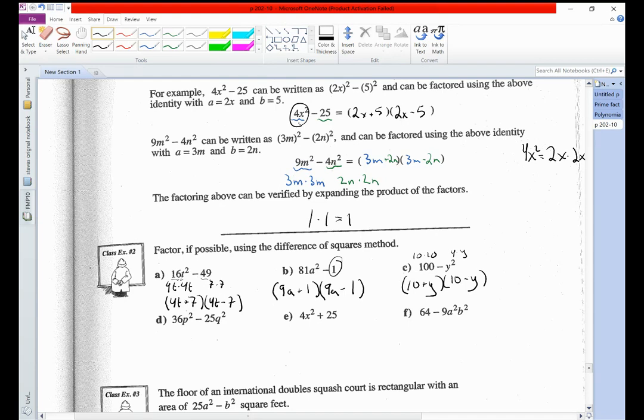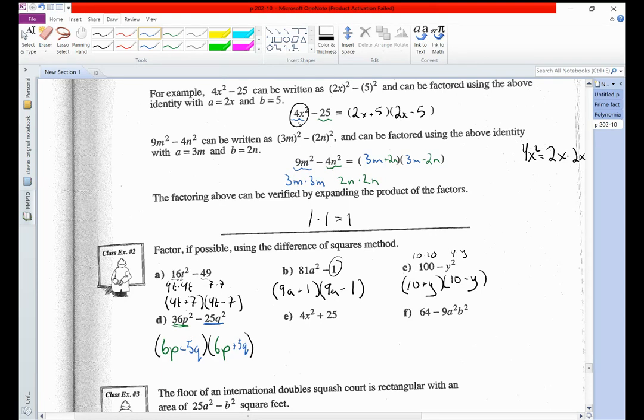D is 36p squared minus 25q squared. So let's start with the first term, 36p squared. 36p squared can be 6p multiplied by 6p, right? 36 is 6 times 6, and p squared is p times p. 25q squared is also a perfect square. 25 is 5 times 5. Q squared is q times q. So we can say 6p plus 5q multiplied by 6p minus 5q.